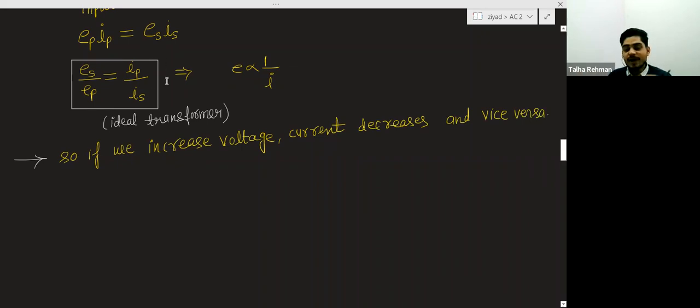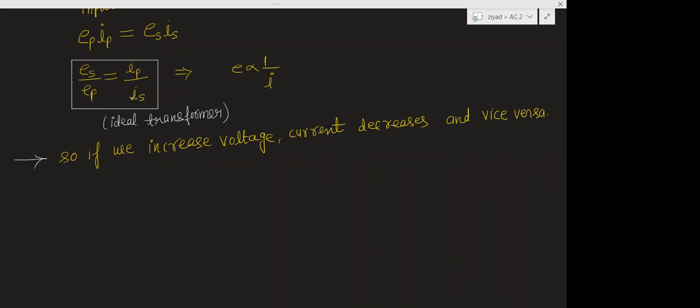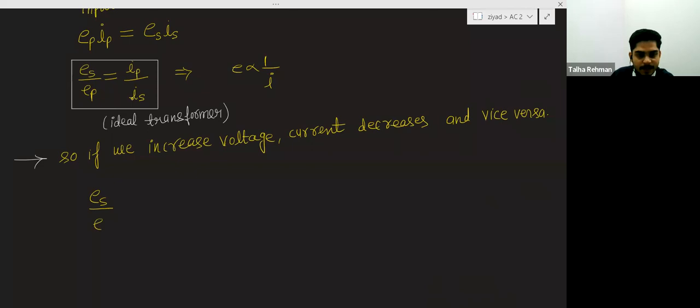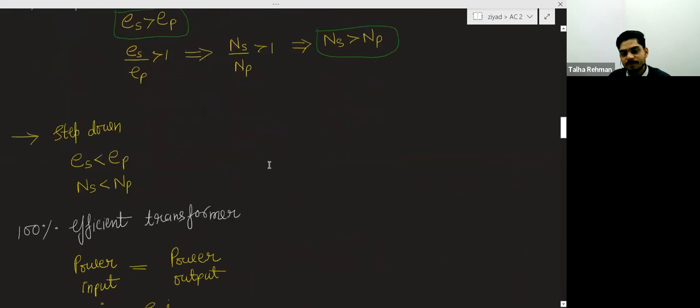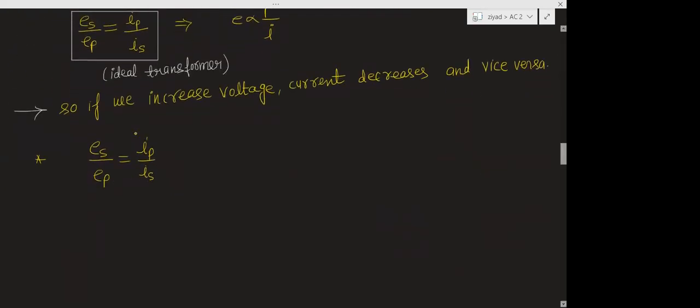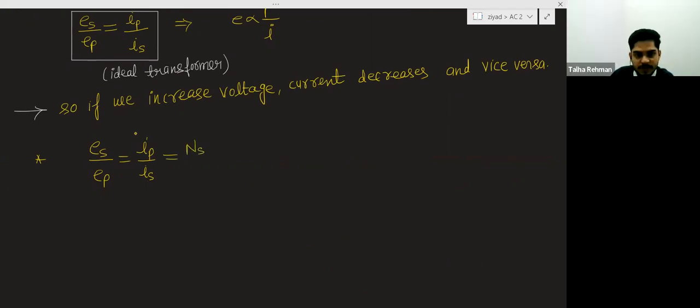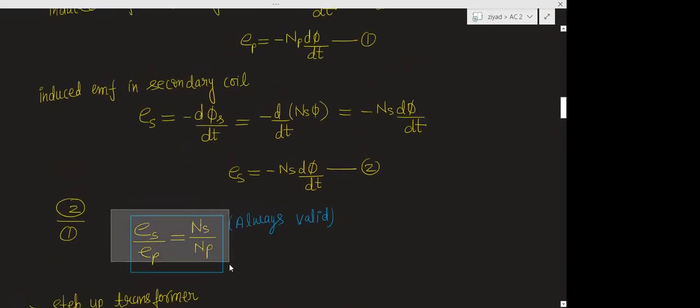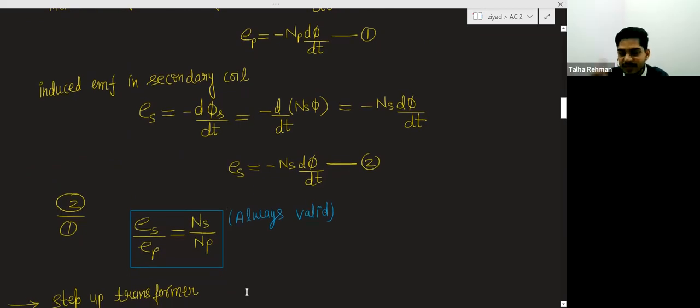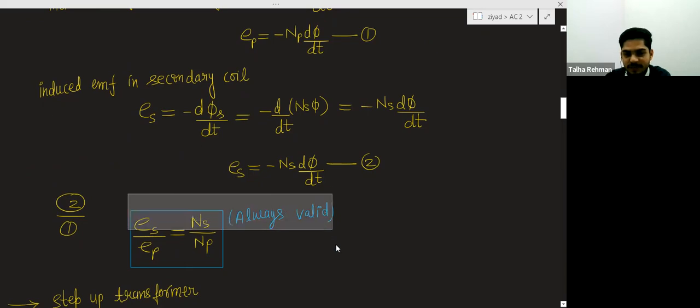Now, in case of an ideal transformer, ES by EP is equal to IP by IS. So I can write ES by EP is equal to IP by IS, and this ES by EP is also equal to NS by NP. Remember, this expression is valid when the transformer is 100% efficient. This expression is always valid unless there is flux leakage and all that. So basically we say this expression is always valid.